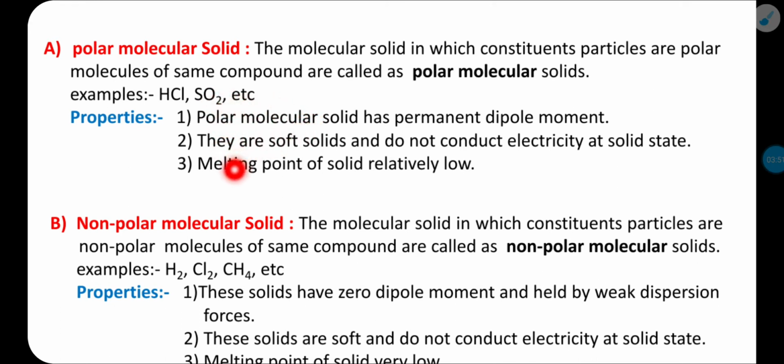Properties of polar molecular solid. Obviously, a polar molecular solid has permanent dipole moment. So this is the characteristic property of polar compounds, dipole moment. Second, they are soft solids and do not conduct electricity in the solid state. The melting points of these solids are relatively low because of polarity.